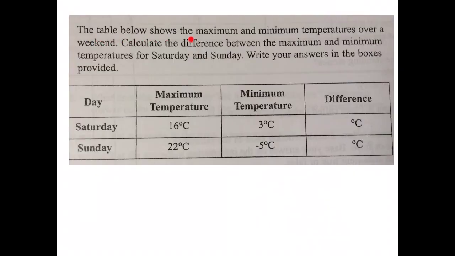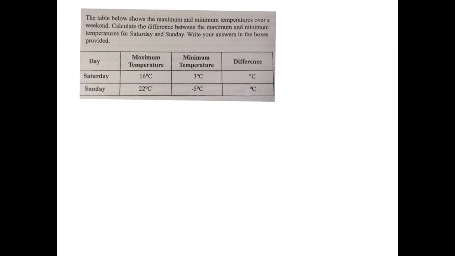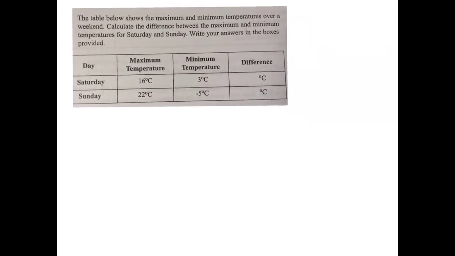The table below shows the maximum and minimum temperatures over a weekend. Calculate the difference between maximum and minimum temperatures for Saturday and Sunday. Write your answer in the boxes provided. So we can see the box on the right, the difference box, is where our answers have to go. So like previous question, I would encourage you to draw yourself a little thermometer.